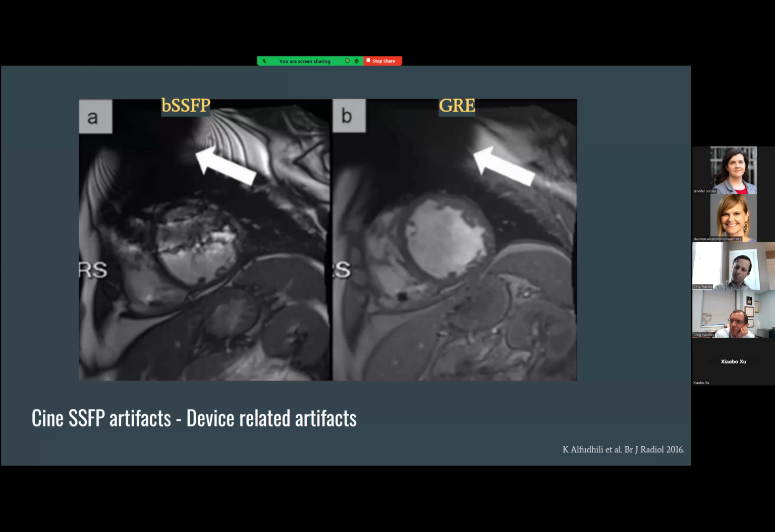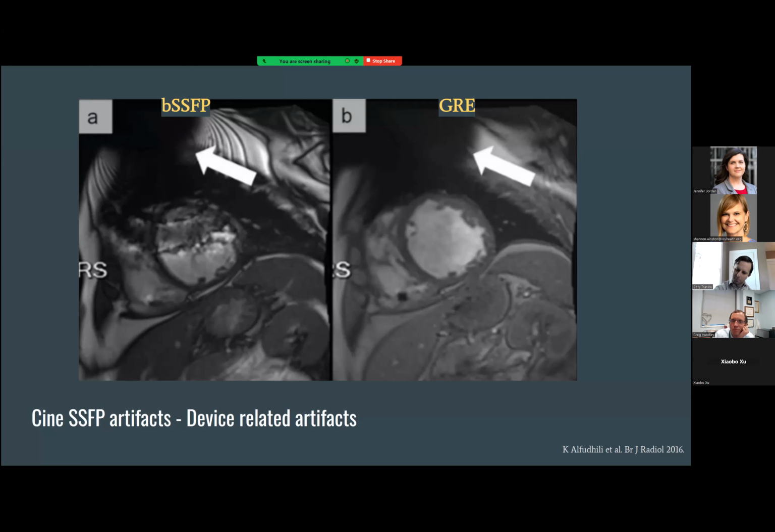And even if these devices are MRI compatible, it's fine if you're getting a knee MRI, but if you're getting a cardiac MRI, it can cause difficulties with our image interpretation and diagnostic quality.